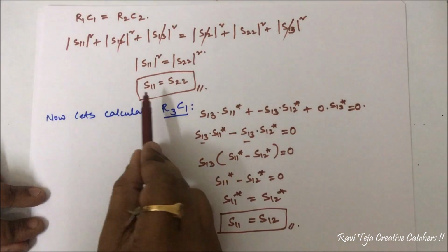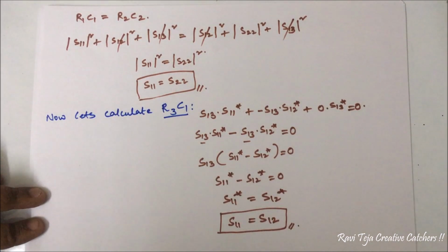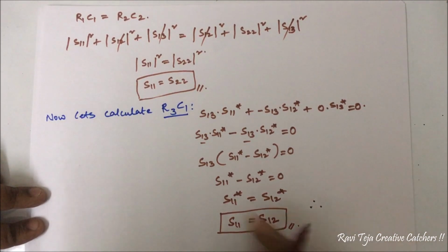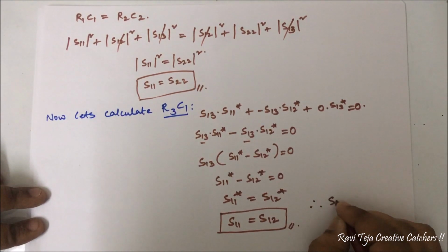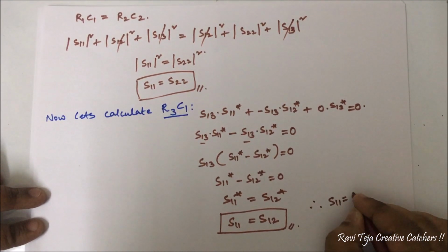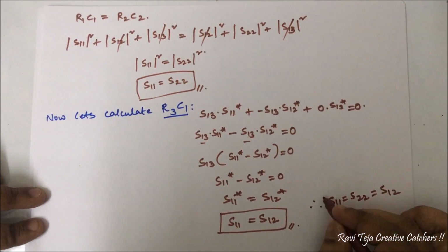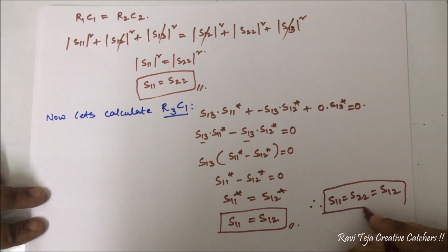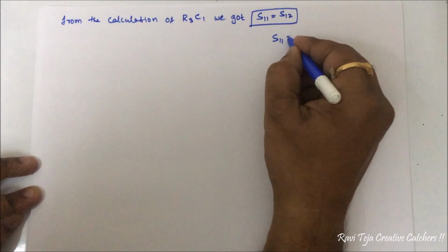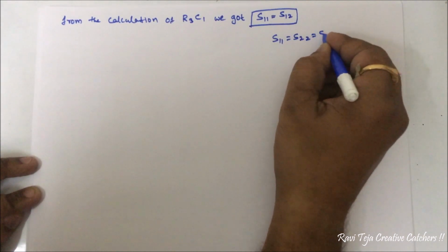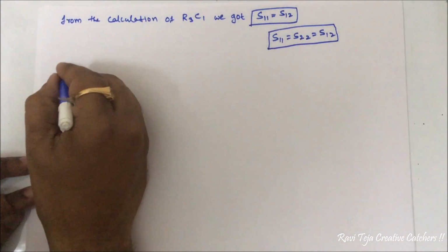This is the next value. Here we already have S11 equal to S22, and here S11 equal to S12. So, therefore, we can write these both as S11 is equal to S22 is equal to S12. This is what we get from the above two values. From the calculations of R3 and C1, we got S11 equal to S12, so this has become S11 equal to S22 equal to S12.